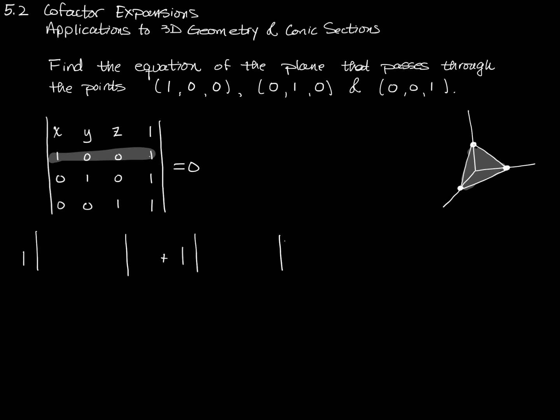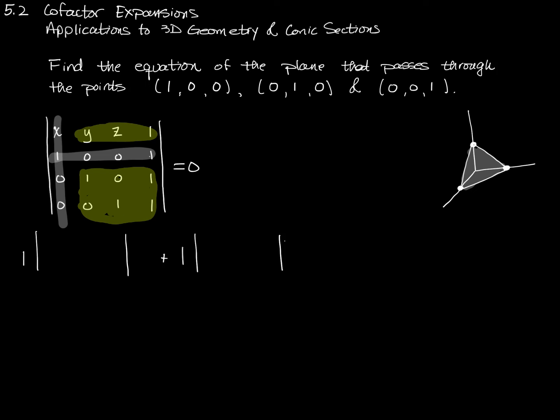Okay, let's see. So for my first one, what is left when I cross out row 2 and column 1 is the determinant of the matrix made up of the entries that I'm going to highlight in yellow here. Okay, so that matrix is Y, Z, 1, 1, 0, 1, 0, 1, 1.